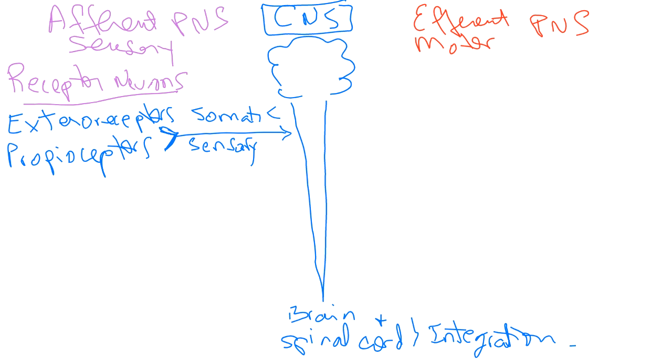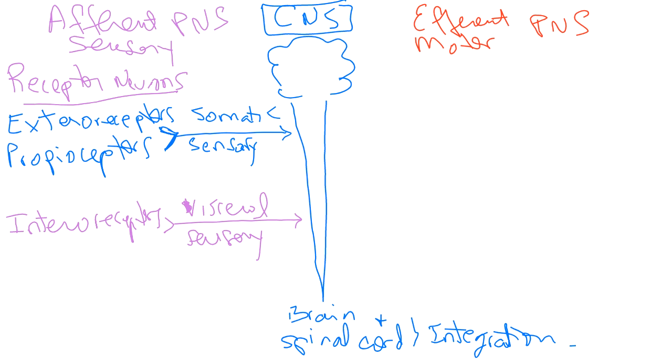We also had interoreceptors, which carry information about what was going on inside the body, like changes in blood pressure, temperature, levels of oxygen, CO2, etc. And so those nerves were part of the visceral sensory division. Okay. So the somatic sensory or visceral sensory has to do with where the information is coming from.